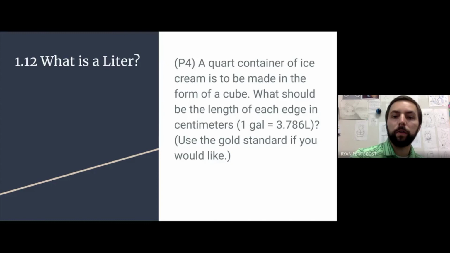So this quart could be a cylinder, it could be anything. We just know that we have a certain volume of ice cream, a quart of it. And we are going to form it into a cube and figure out what is the length in centimeters of this cube.